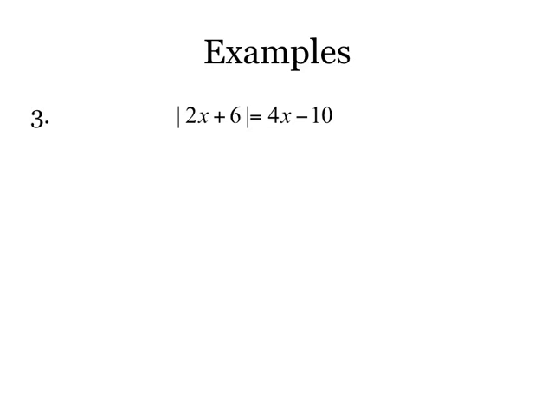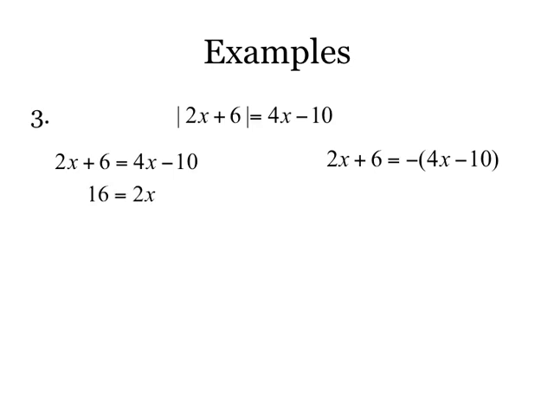So the first one is 2x plus 6 equals 4x minus 10. And the second one is 2x plus 6 equals the exact opposite. I'm going to put the right-hand side in parentheses, so negative parentheses 4x minus 10. We're going to solve both of those. All right, so over on the left, we have 16 equals 2x, so x equals 8.